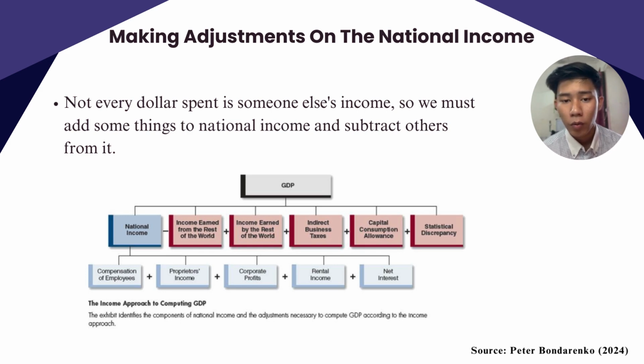Indirect business tax happens when we do international business, like when export and import happens. Capital consumption allowance basically is like depreciation. That's why we must make adjustment on it, because if you don't, the number that we get is not accurate enough. The last one is statistical discrepancy, which is a mistake when accountants or any financial manager makes when calculating the numbers. Basically, that's all about making adjustment.